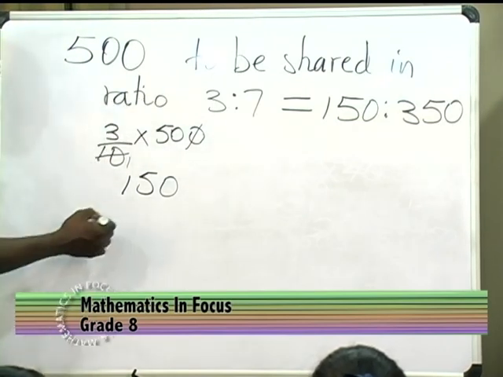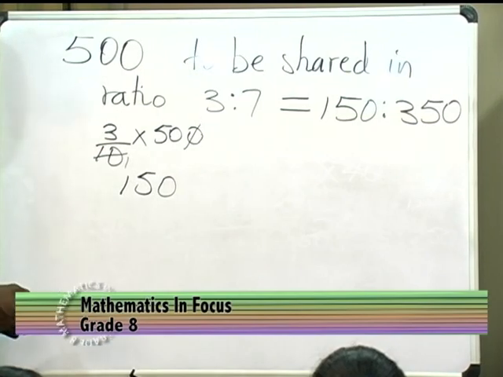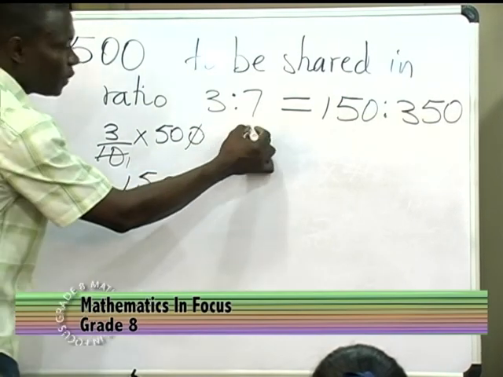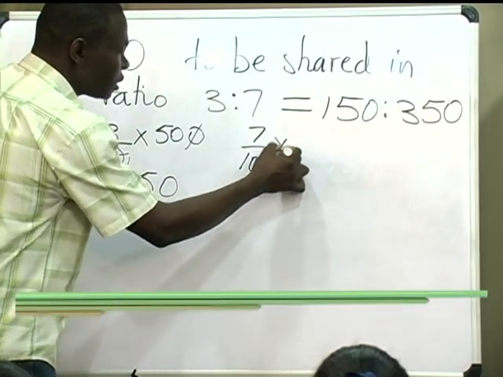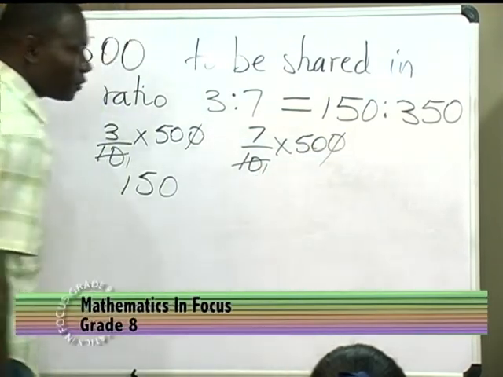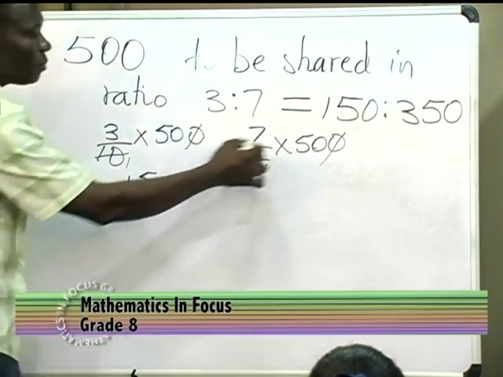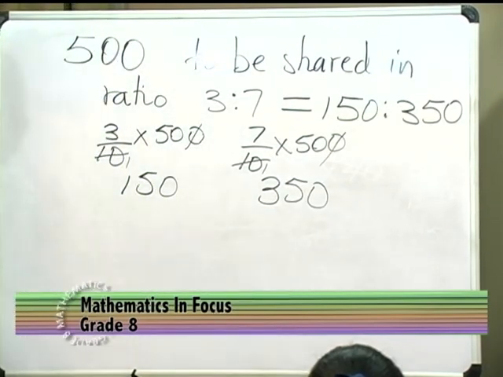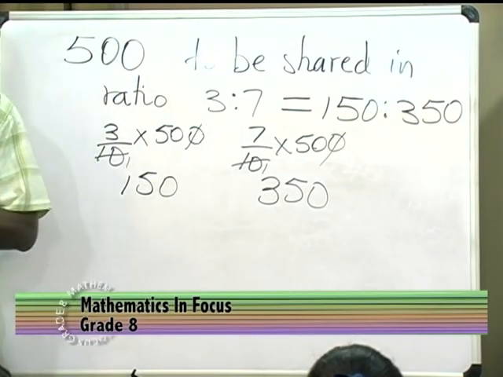150 we have there. The second person is getting what fraction of the 500? 7/10. So it's 7/10 of 500. 10 into 10, 1. 10 into 500, 50. And 7 times 50 will give us 350. So you're quite in order. Perfect. Good. So that's how we can share.